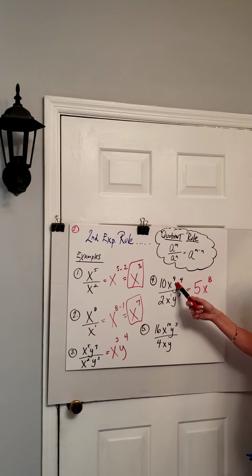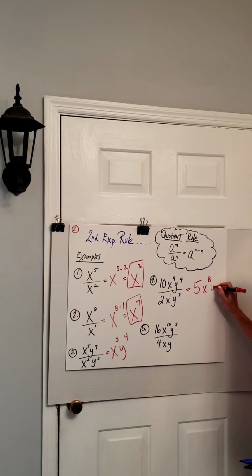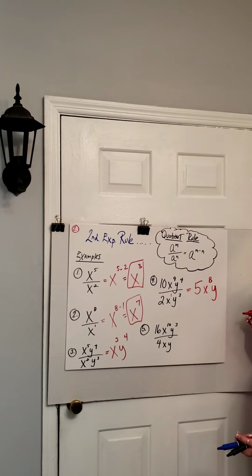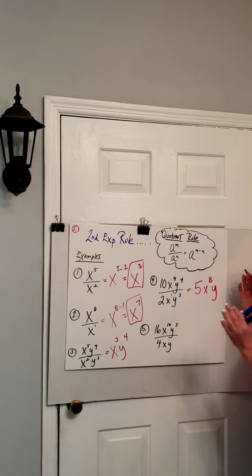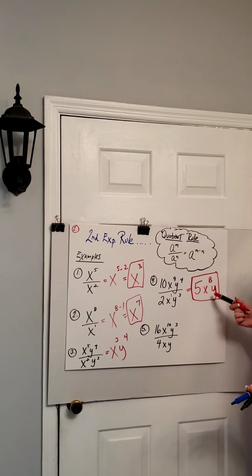Okay, we got 4 on top, we got 3 on the bottom. If I'm subtracting them, I'd have y to the first, okay? Now you can put the 1 there, but as I always tell you, if you were to go and check your answer in the back of the book, they would not put the 1 there. But if you did, it would not be wrong. I would never take off for that, right? It is technically there, they just don't put the 1.